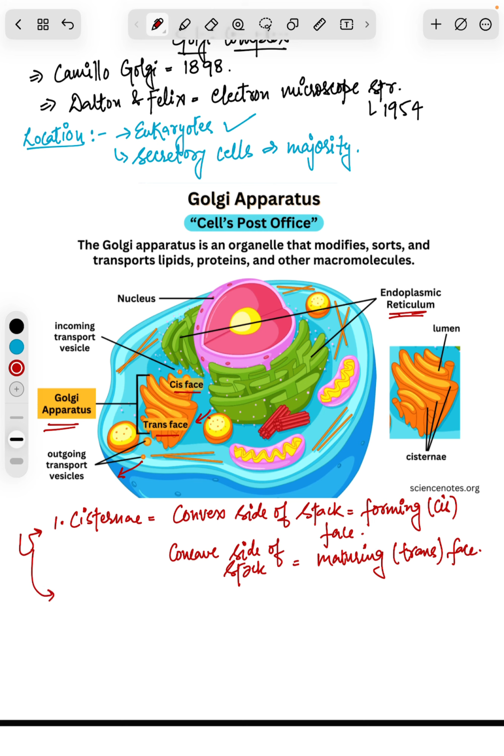The next part of the Golgi complex is tubules. Tubules are small round tubules that arise from the periphery of the cisternae.